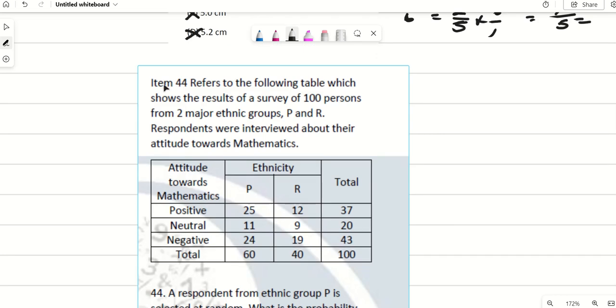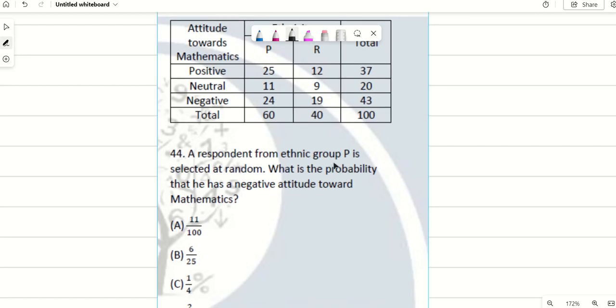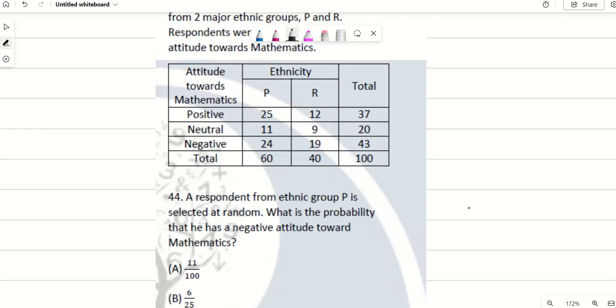Right? Now item 44 refers to the following table, which shows the result of a survey for 100 persons from 2 major ethnic groups, P and R. Respondents were interviewed about their attitude towards mathematics. A respondent from ethnic group P, so we're looking at only ethnic group P, we're not looking at R, okay? Is selected at random. What is the probability that he has a negative attitude towards mathematics?